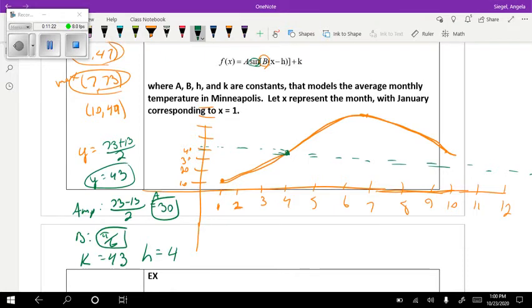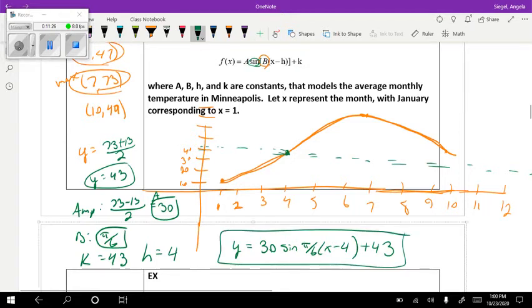Okay, so let's put this all together. Incorporating the A, B, H, and K, this should be our equation. This way, we can find out what the temperature is in March and what the temperature is in August, and we can fill in the missing pieces on this graph.